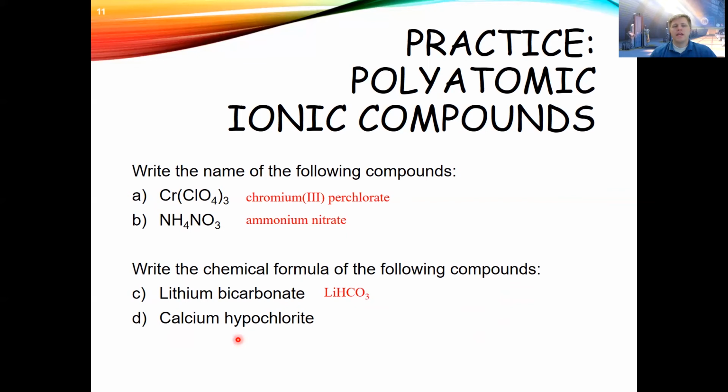All right, now we have calcium hypochlorite. So in this one, we're going to have to know what hypochlorite is, and we're going to have to know how much charge is on these species. So hypochlorite is a 1- ion. Calcium we know is a 2+ because it's an alkaline earth metal. And so we're going to have 2 hypochlorites to balance out that charge. So the formula here would be just Ca(ClO)2.